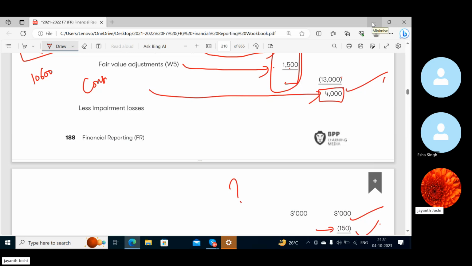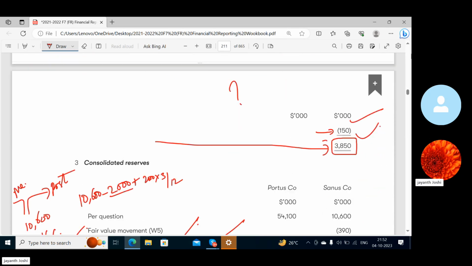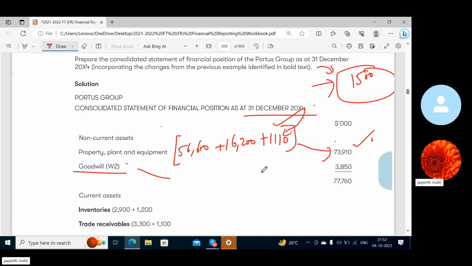See, many of you may get confused like how come impairment has come here. See, impairment review will happen at the end of the year, right? So when the impairment review was done, 150 was the impairment loss. So we removed it and we got the actual exact goodwill value. So we will take this in the balance sheet. This is the total of assets, right?